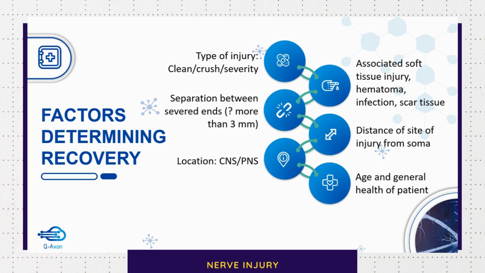Also, general factors matter. For example, an elderly patient may have a poorer chance of recovery. Diseases such as diabetes, hypertension, vascular disease, these can further complicate recovery. And finally, the type of nerve is also important. So sensory, motor, mixed nerves, these can all have different prognosis when it comes to recovery.